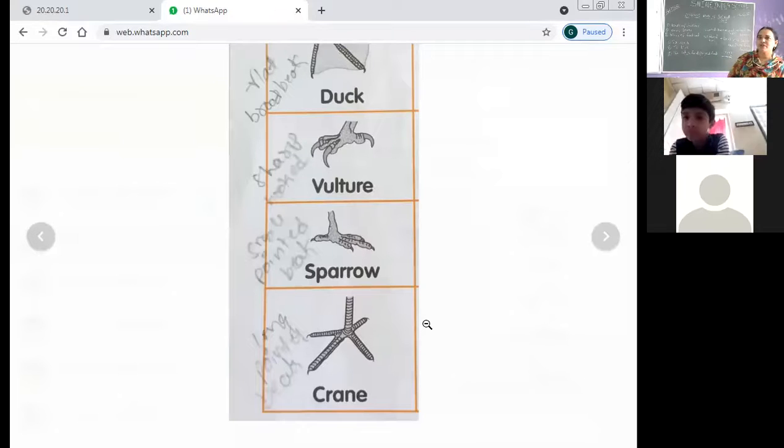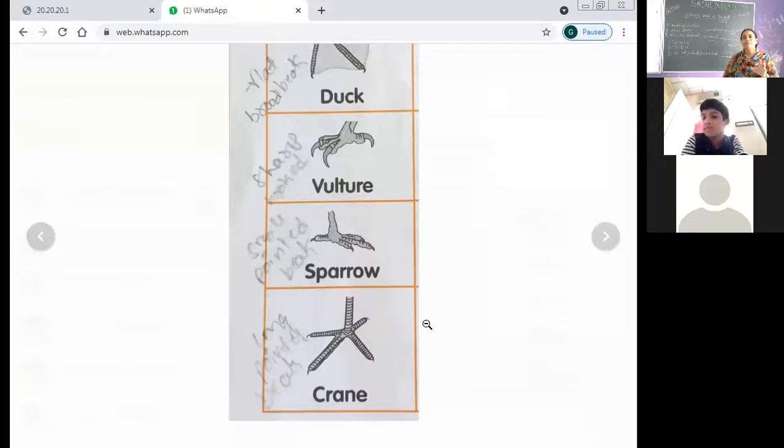Children, please respond. What do vultures and eagles eat? Eagles and vultures. Cats, the other animals they eat. Very good, small animals. So they catch the small animals and they eat them.